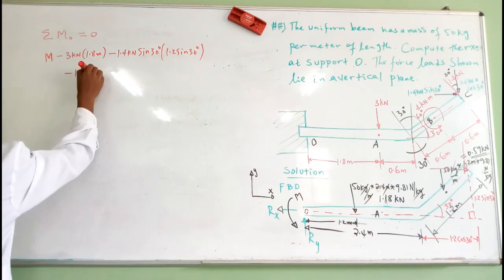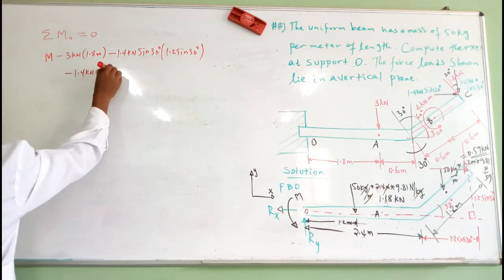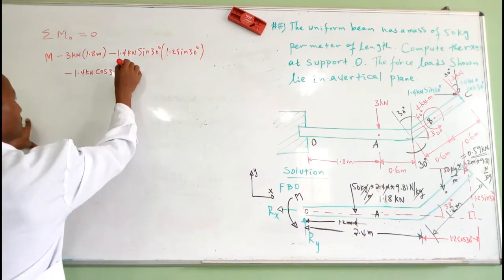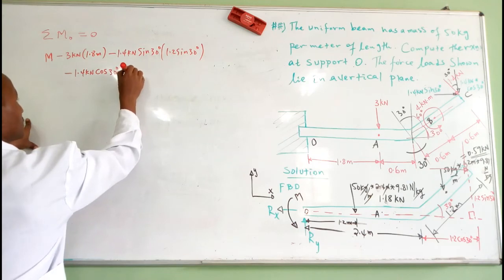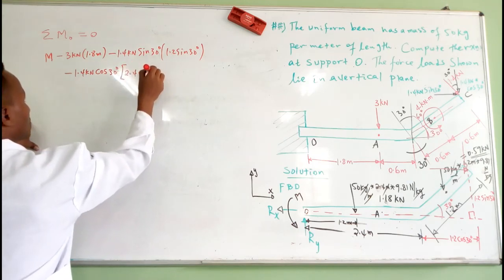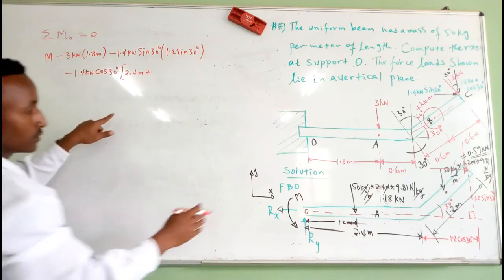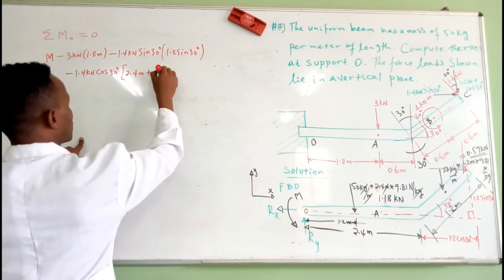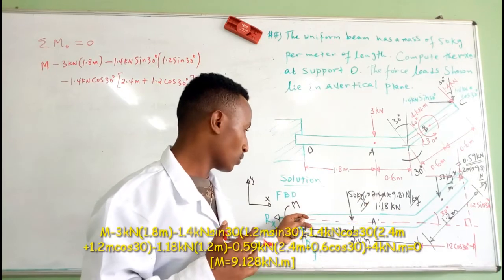Minus 1.4 kilonewton cos 30 degrees times 2.4 meter plus 1.2, moment at point O.